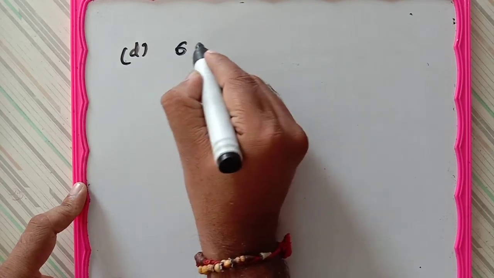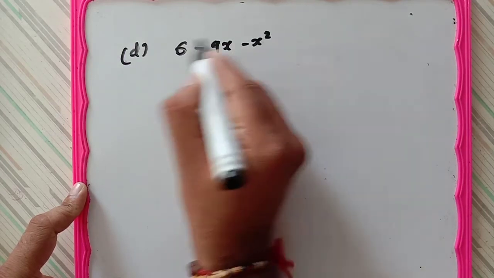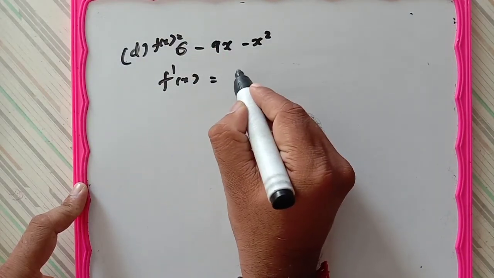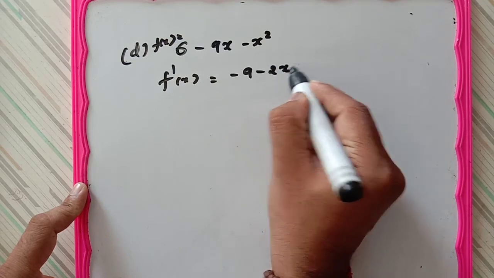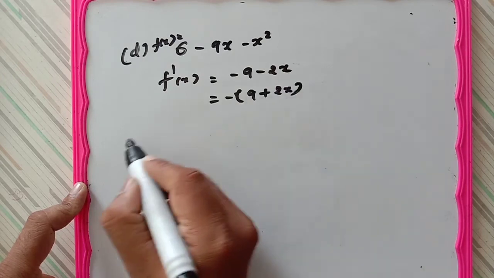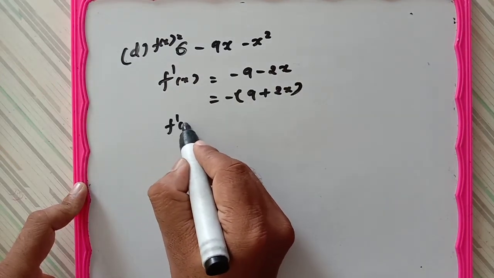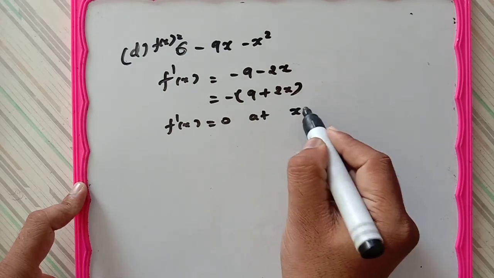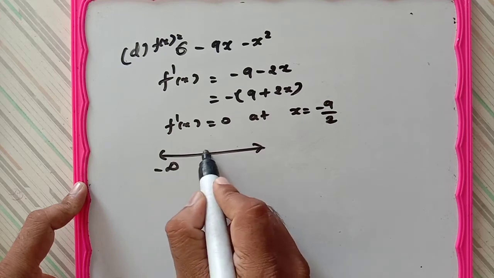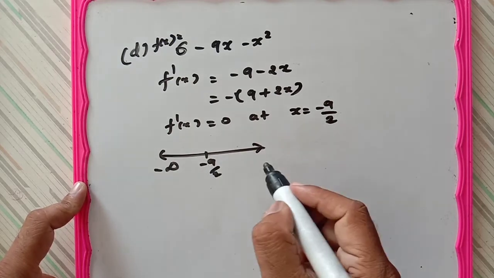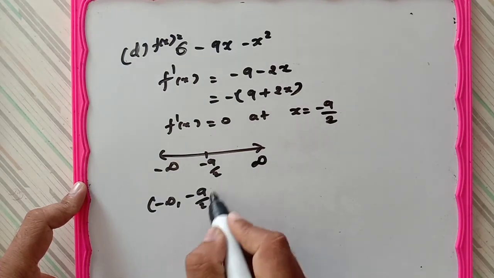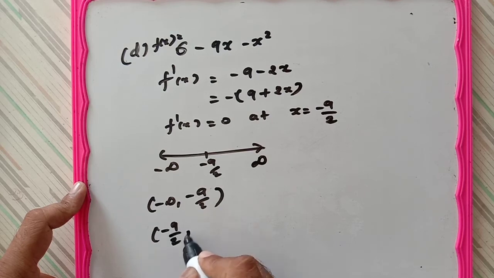The next question is given 6 minus 9x minus x square, f x equals to, and so f dash x we take, then minus 9 minus 2x. So minus we take out common, then 9 plus 2x. So f dash x equals to 0, at x equals to minus 9 by 2. And so we have two intervals, minus infinity to minus 9 by 2 and minus 9 by 2 to infinity.